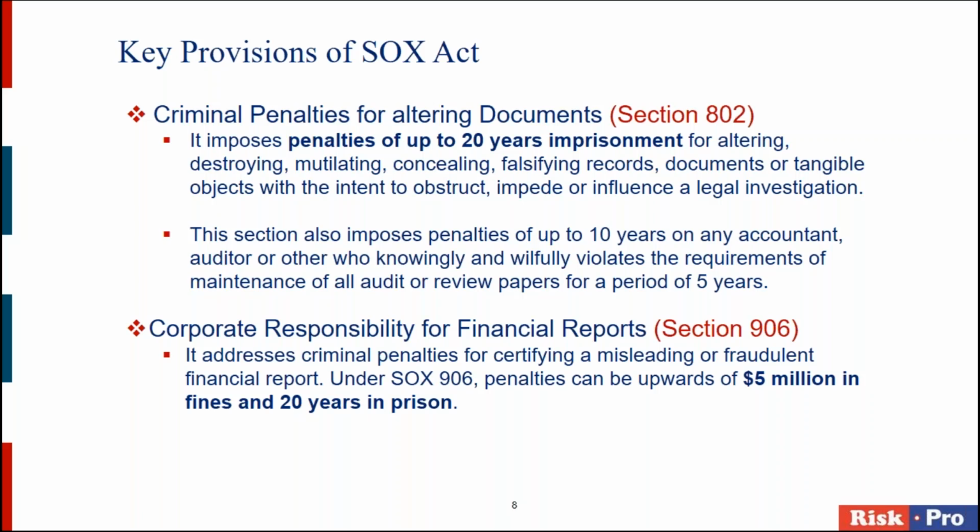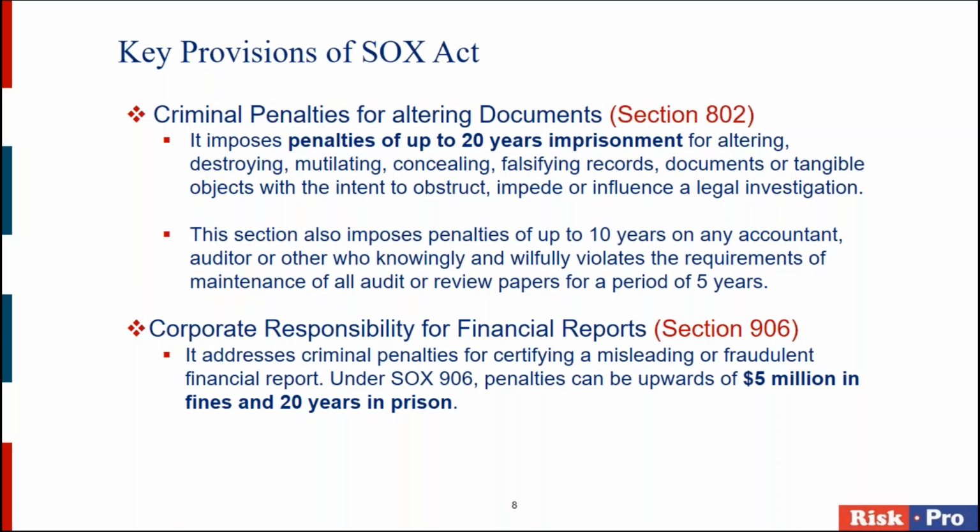It also imposes penalties up to 10 years on any accountant or auditor or any other who violates any requirements knowingly, willfully, or unknowingly. The requirements include maintenance of all audits of review or papers for 5 years.